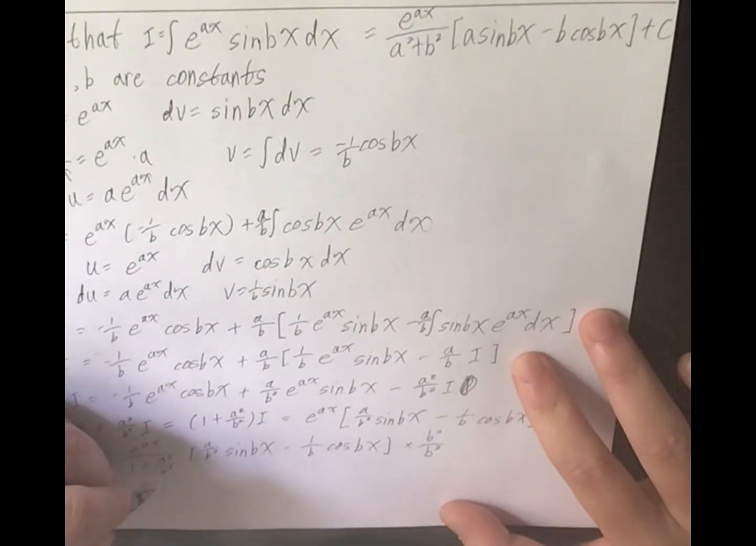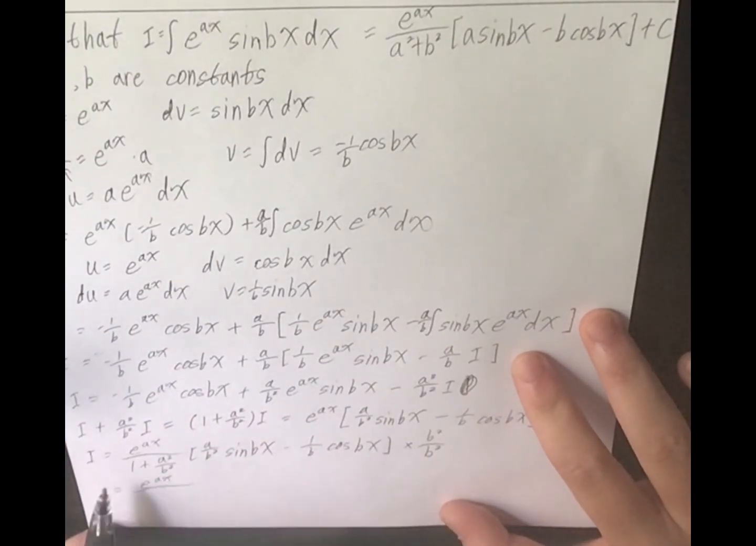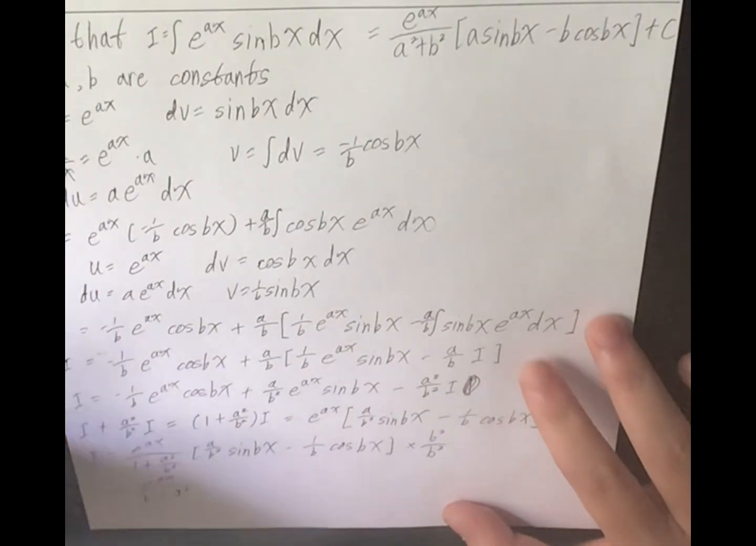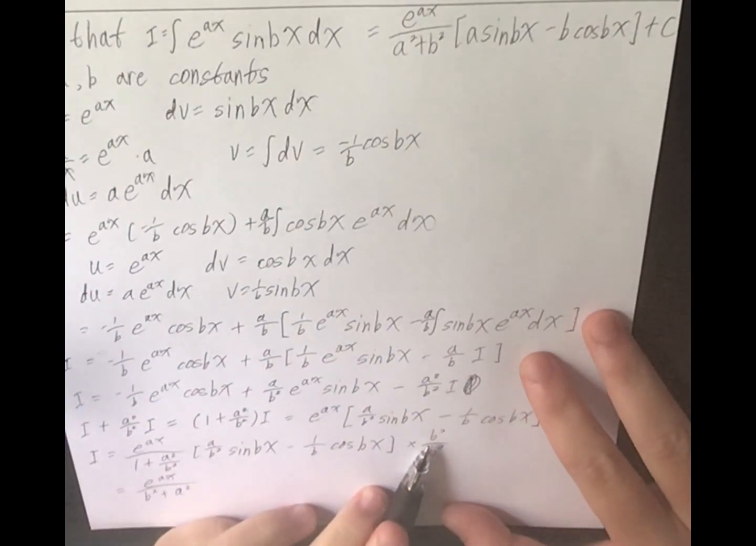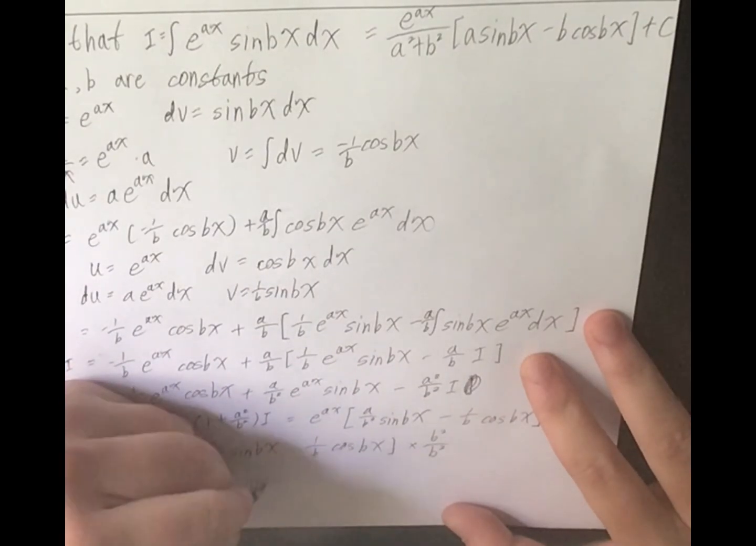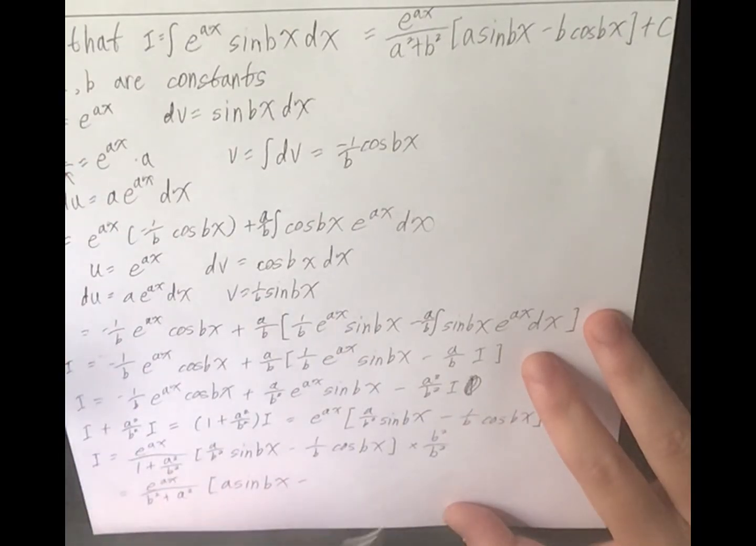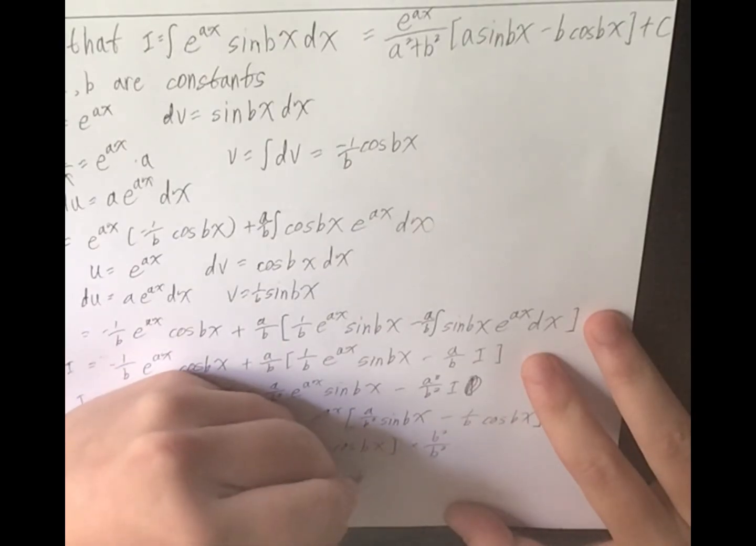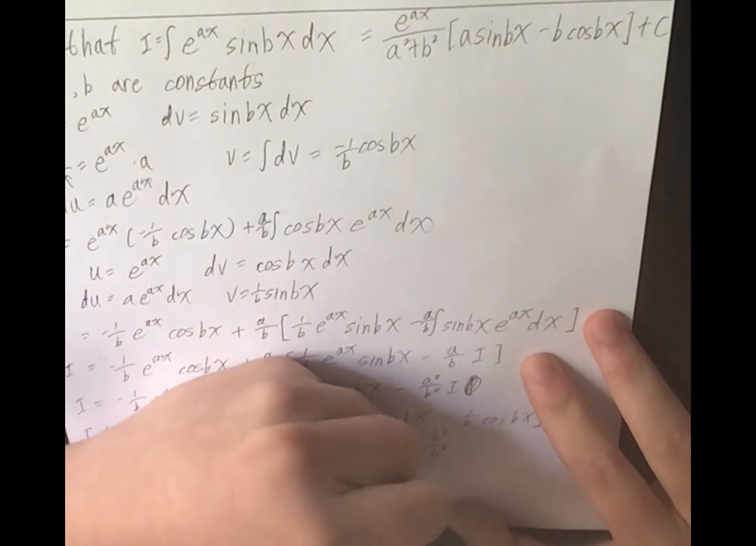So it's equal to e to the power of ax, and here is this thing multiplied by b squared, so the first one is b squared, and plus the b squared in the denominator cancels out, a squared. And if you multiply the top one by b squared, then you get this b squared also cancel, left with a sine of bx minus b squared divided by b is still b, gives you b cosine of bx. And then last step plus a c.